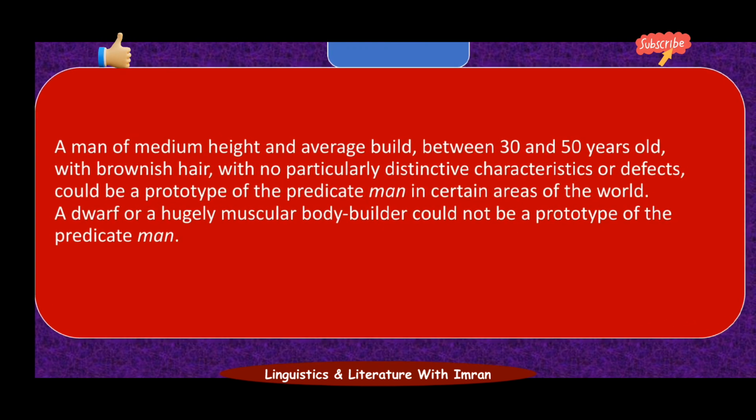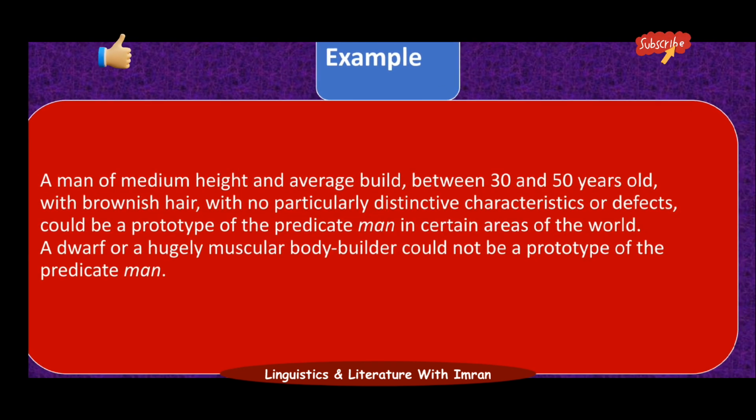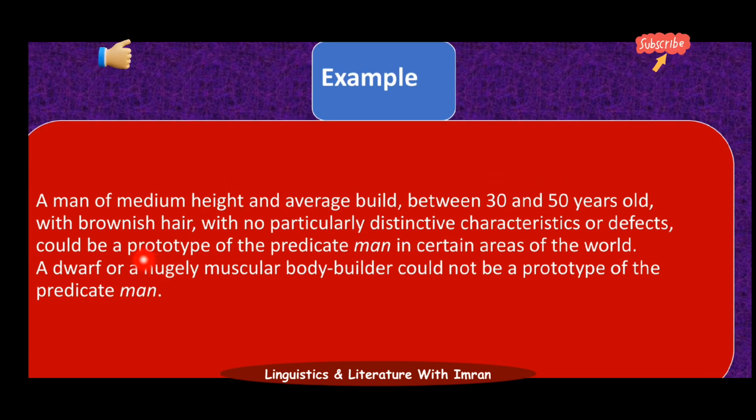Examples of prototype. We can see here some examples. A man of medium height and average build, between 30 and 50 years old, with brownish hair, with no particularly distinctive characteristics or defects, could be a prototype of the predicate man in certain areas of the world, right? So a bodybuilder is not the prototype of a man, or a person who is very tall, like 6 feet or 7 feet tall, is not the prototype of a man. Or a person who is very thin is not the prototype of a man.